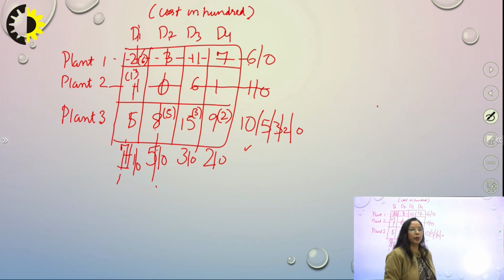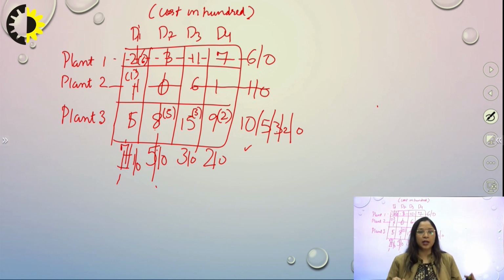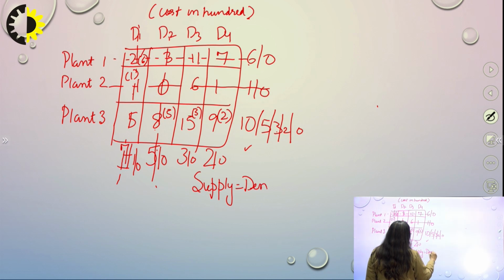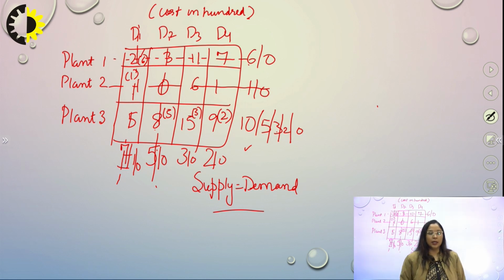One thing I want to add, that we cannot process this whole problem until and unless the supply is equal to demand. It should always be equal to demand. For example, here you can see 6 plus 1 plus 10 is equal to 17 and the sum of demand is also 17. But in any case, when it happens that they are not equal, for example, the supply is 70 and demand is 15.